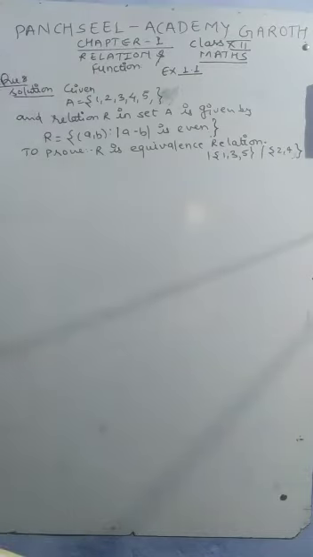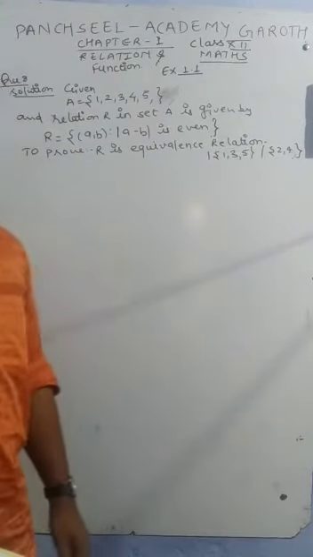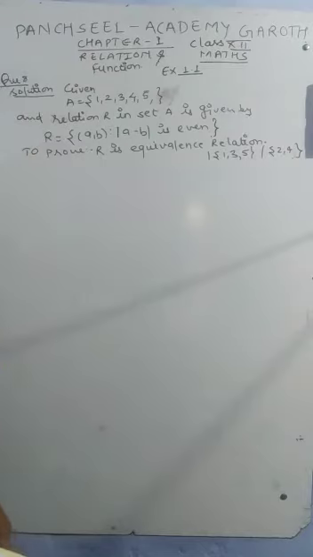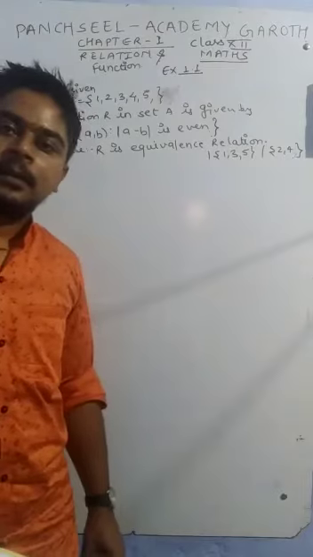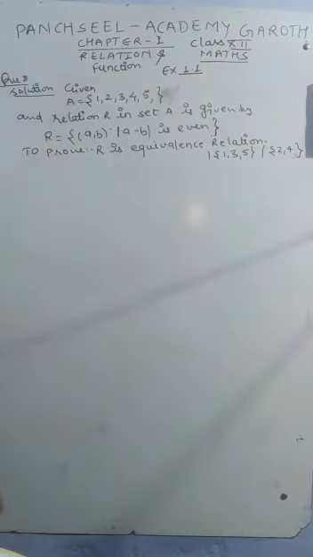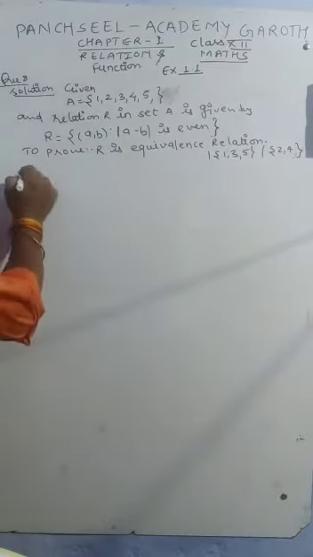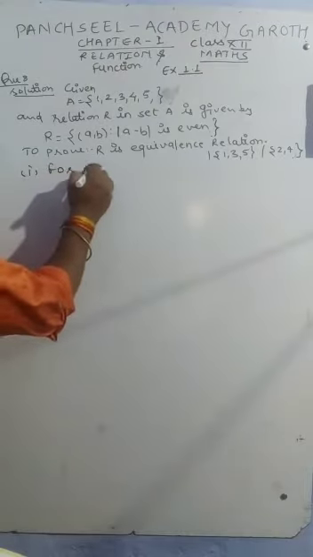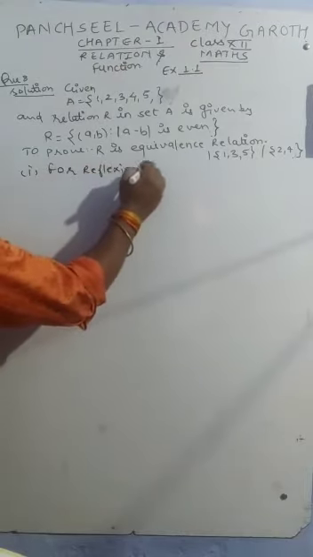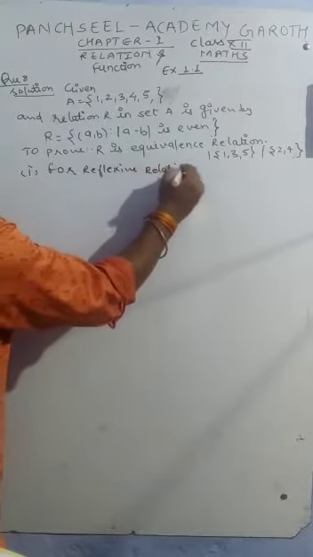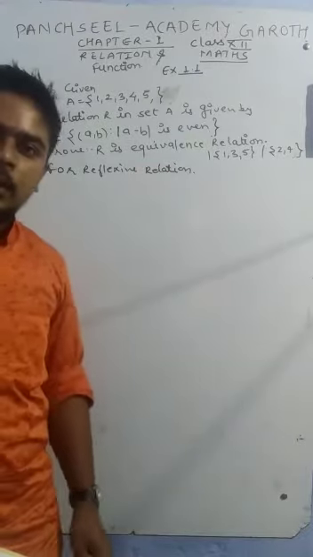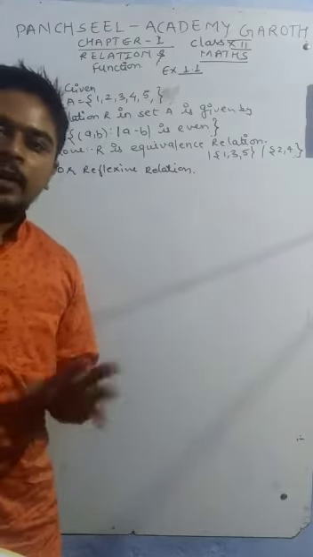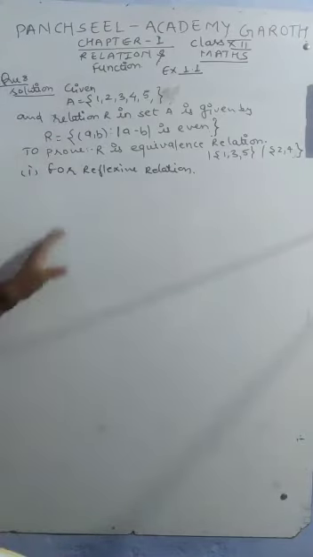Now first of all we will discuss the equivalence. R is an equivalence relation. If R is an equivalence relation, then first we have to prove R is reflexive, R is symmetric, and R is a transitive relation. So now we will discuss first for reflexive relation. In the reflexive relation, all the elements of the same ordered pair must come in the R.